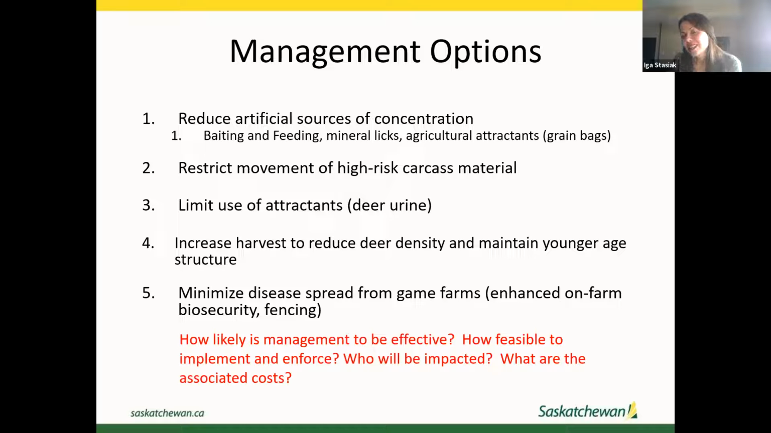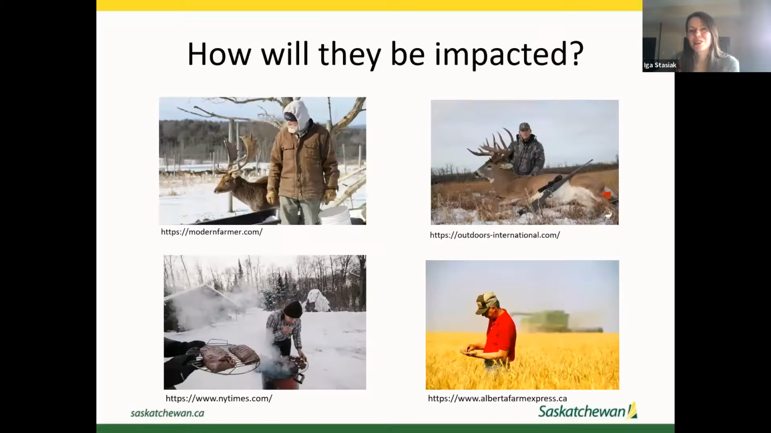And so based on a scientific approach, there is validity for these methods, but we need to ask ourselves a few different questions, some of which we might not have answers to, like how likely are these methods to be effective? How feasible are they to implement and enforce? What will be the impacts on various stakeholders and rights holders, and the costs? So some of those questions are really going to be paramount in determining what we ultimately do.